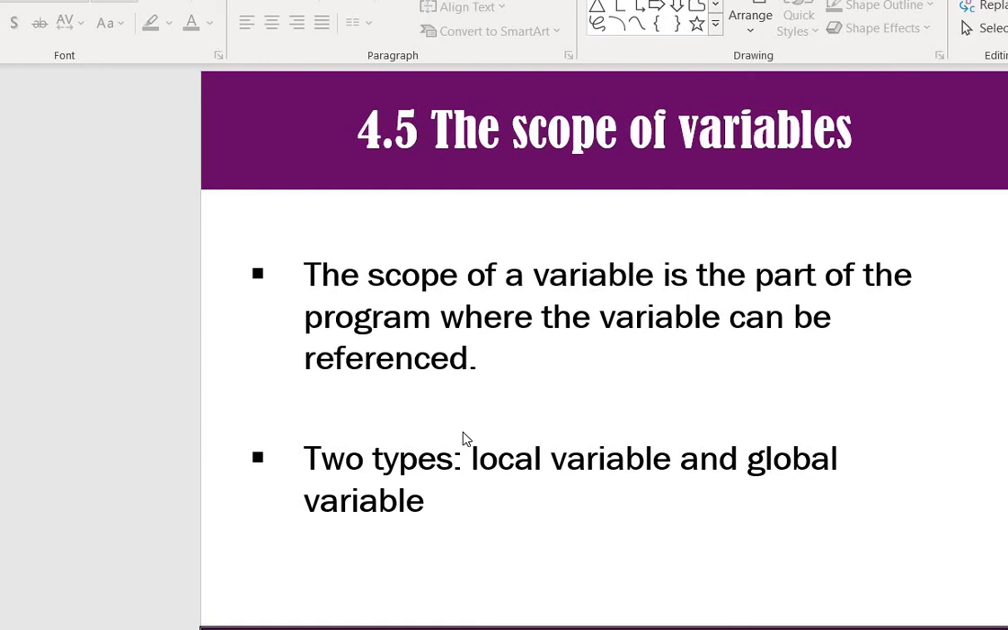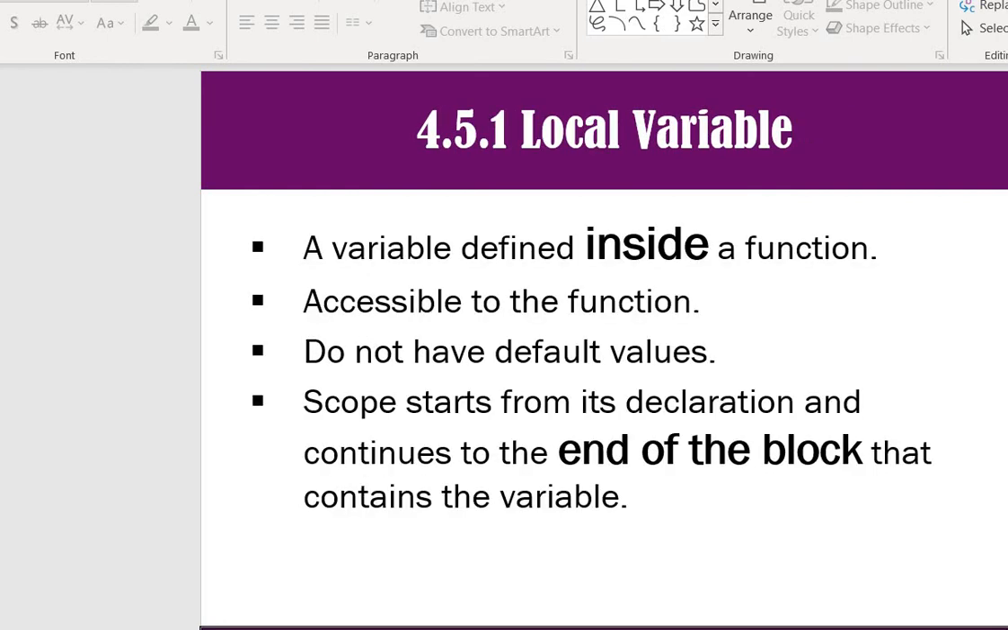Okay, for scope of variables, we have local variables and global variables. The difference is that a local variable is a variable defined inside a function, and it is accessible to that particular function only. The scope starts from its declaration and continues to the end of the block, meaning the scope starts at the open curly bracket until the end curly bracket of that particular function only.